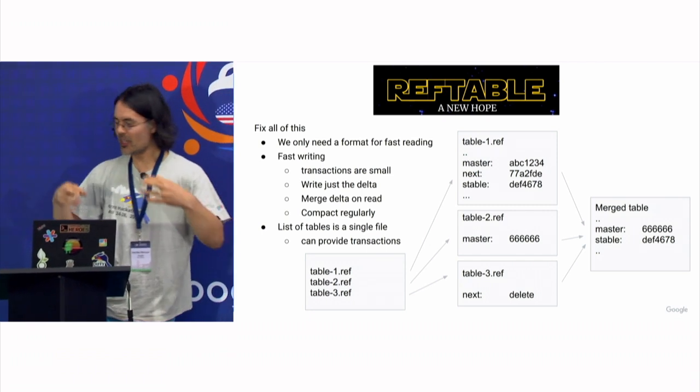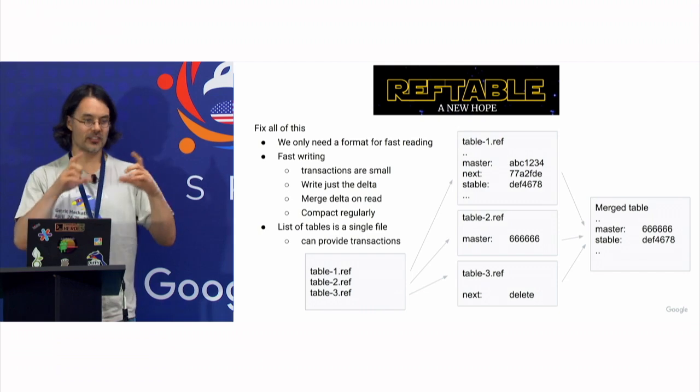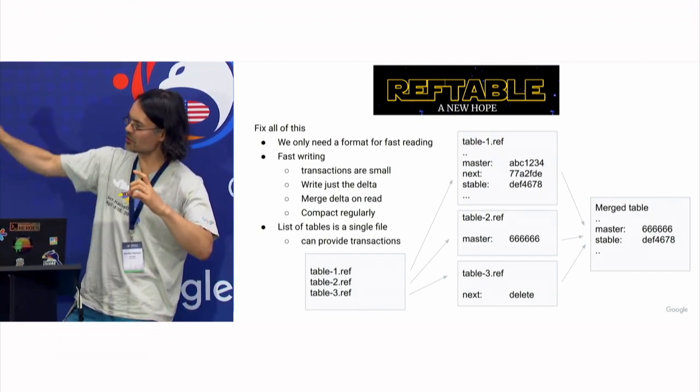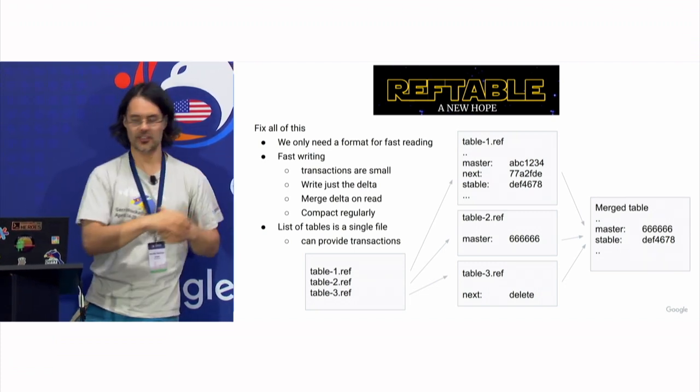So if we can read things quickly, then we're done, and we can just have a single file that lists these chunks, these files, and the list of tables will be the thing that provides us transactions.